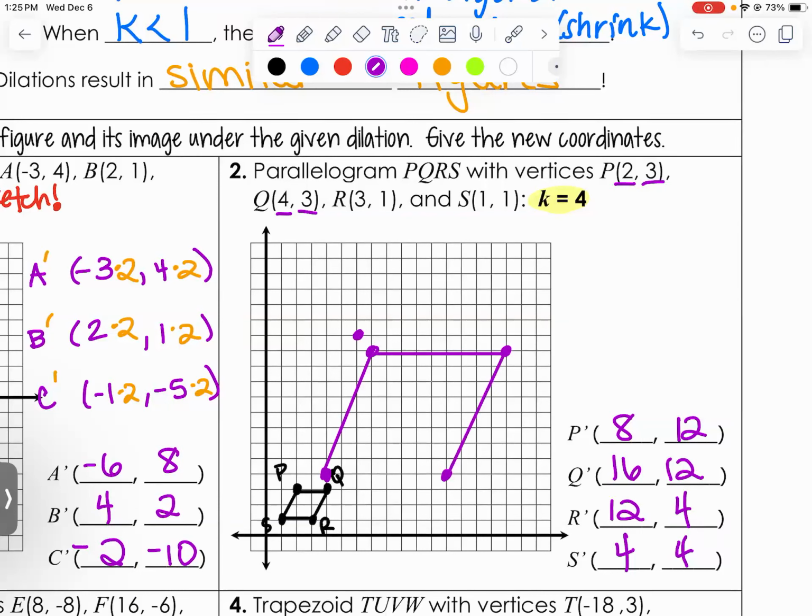All right, here we go. Now, here's our new picture. Please make sure that when you do this, you are giving me the coordinates and the picture.